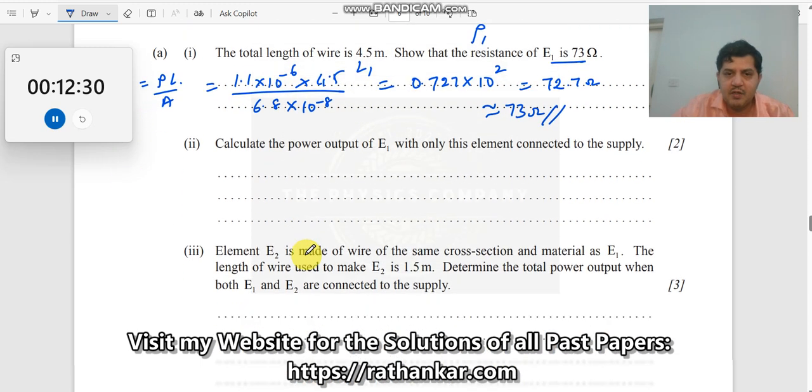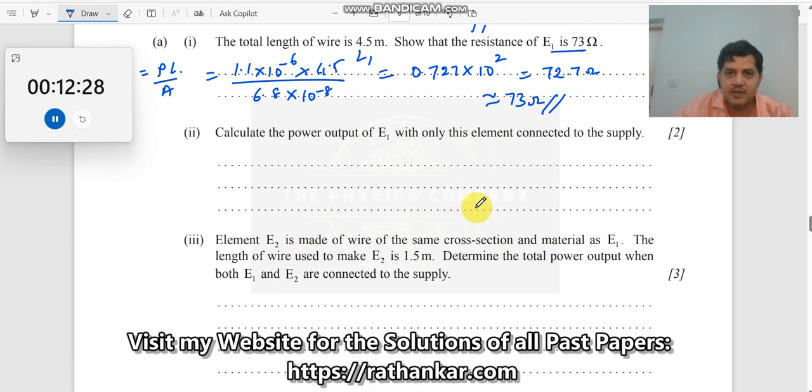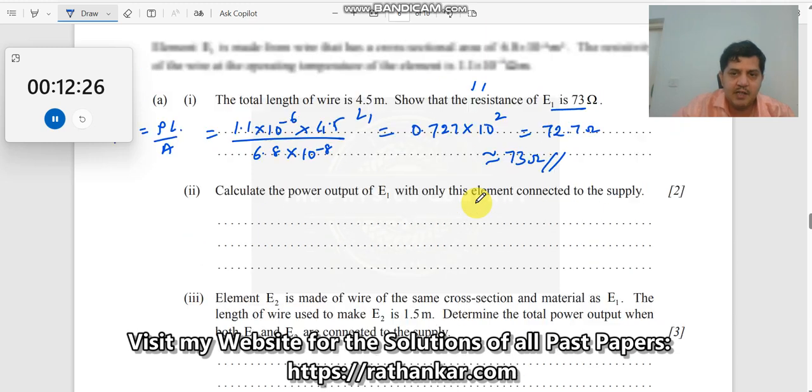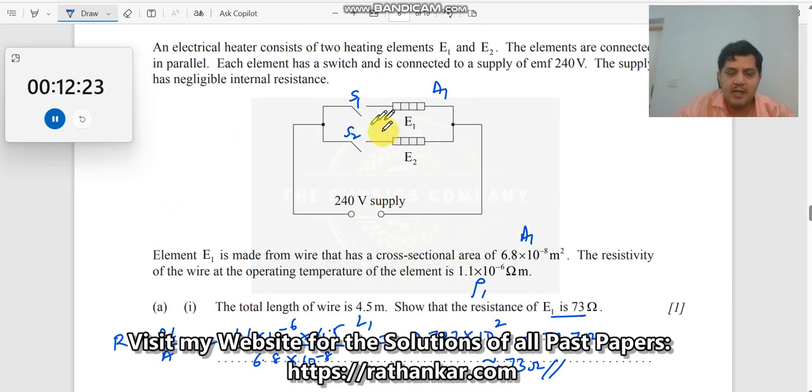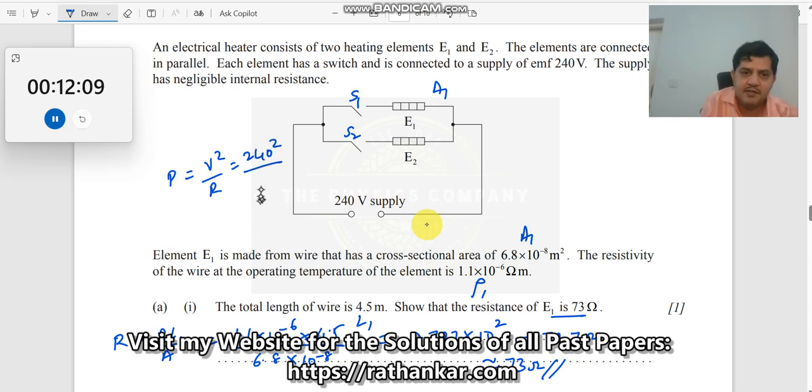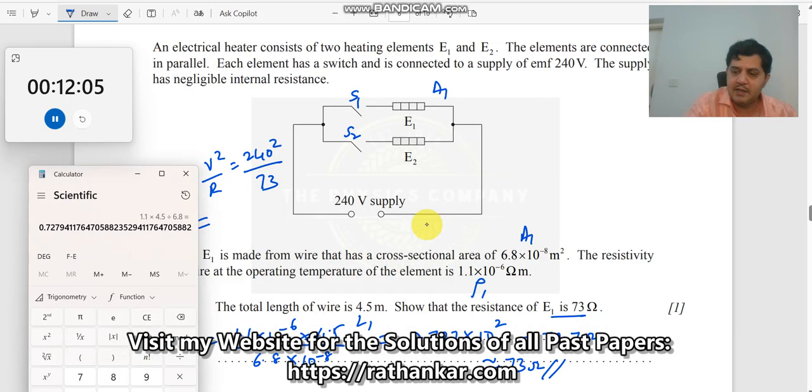Calculate the output power of E1 with only this element connected to the supply. Only this element is connected to the supply, which means this one is open and there's only one resistance over here. So the output power P should be equal to V² by R. Very simple, only this has been connected. So this should be 240² divided by 73. What is the value of this? 240 × 240 divided by 73.